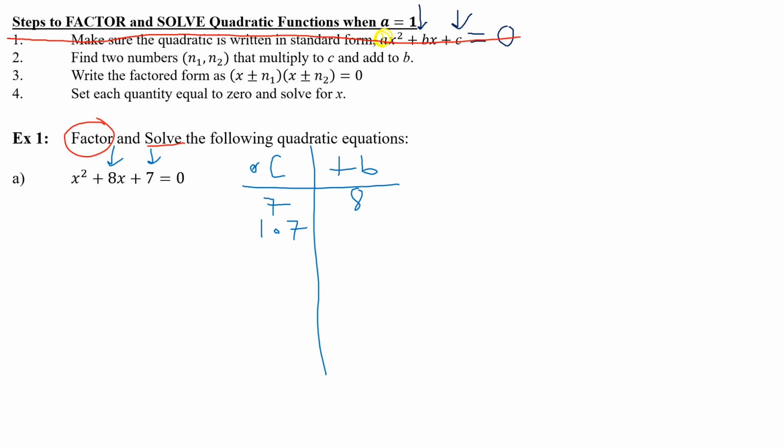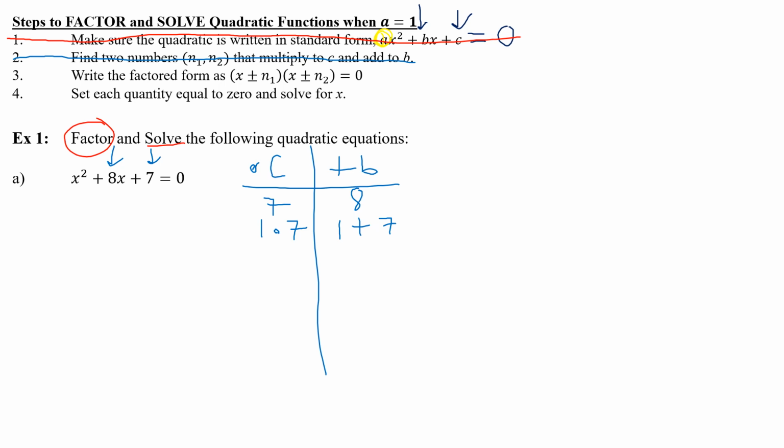When I add them up, will they give me 8? So using the same numbers, 1 plus 7, sure enough, gives me 8. It looks like 1 and 7 are going to be the numbers that I need. All right. So step 2 was find two numbers that multiply to c and add to b. We found those. The numbers were 1 and 7 in this case.